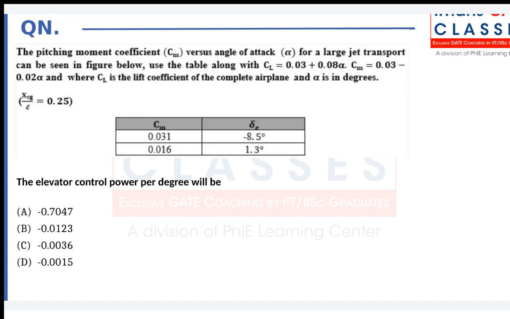Okay, so elevator control power in degrees will be D. Alright, it's just you find the slope. You have two values of Cm and two values of delta E. Just find the slope, and you have D. Cm delta E is 0.0031 minus 0.016 by minus 8.5 minus 1.3, and yes, D is the right answer. Go to the next question.